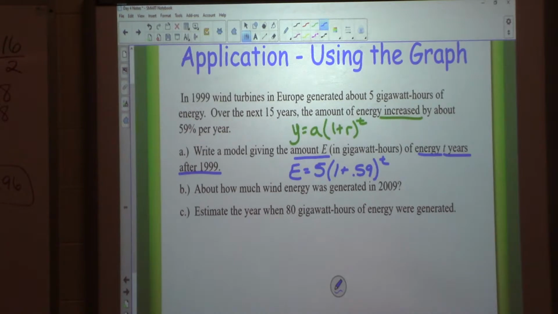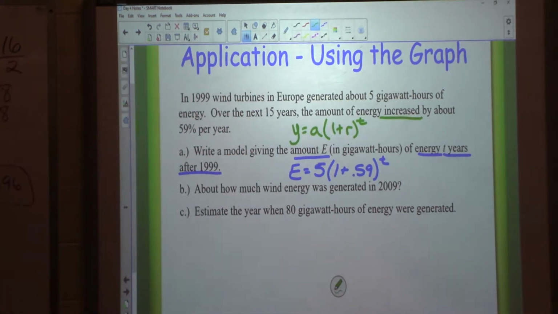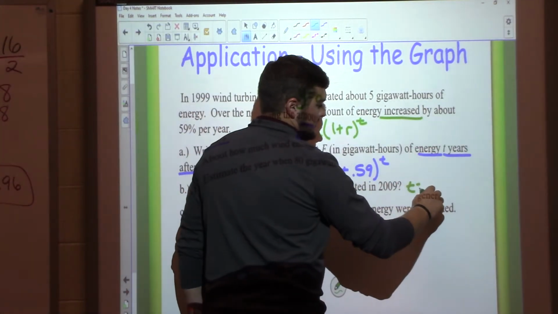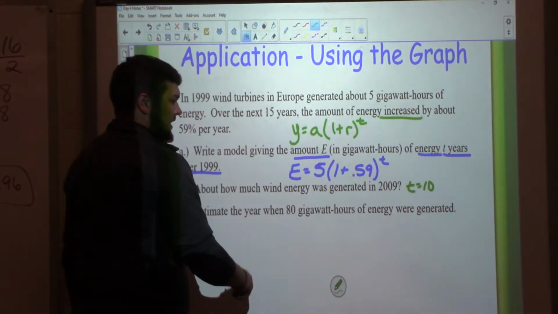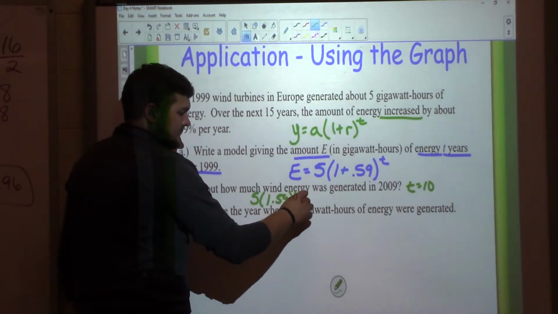So I wrote my model. I'm good to go. That's step 1. All done. Step 2 asks, well, how much energy was generated in 2009 then? How could I figure that out? How many years after 1999 was 2009? 10. So where can I put 10? Put it in for time, right? Put it in for t. t equals 10. So I would do 5 times 1.59 to the 10th power.